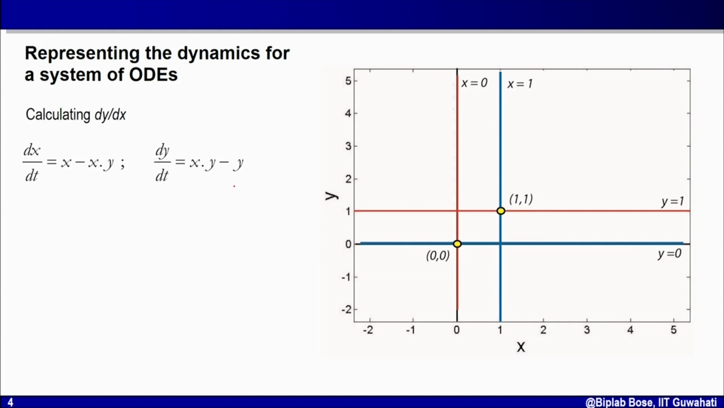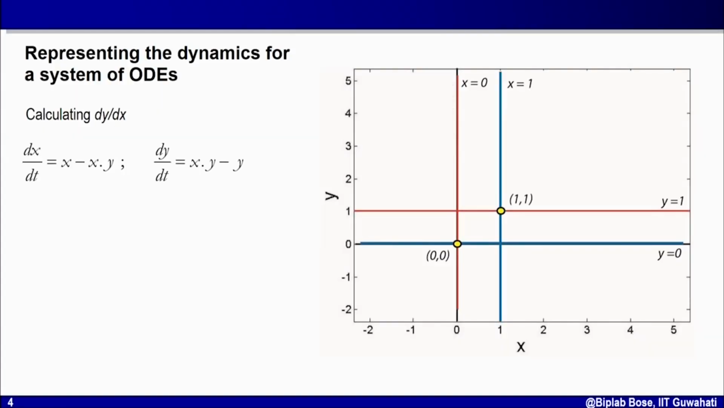It is a common system of ODE that we have discussed earlier for predator-prey models. So for this system, I want to draw the phase plane and divide the phase plane in equidistant grid points, and at each of these grid points I want to draw an arrow representing dy/dx. So how can I calculate dy/dx here?